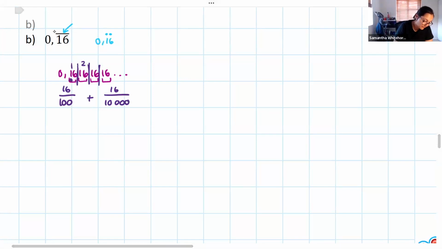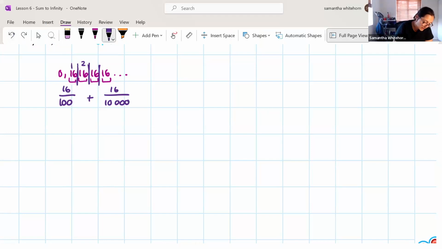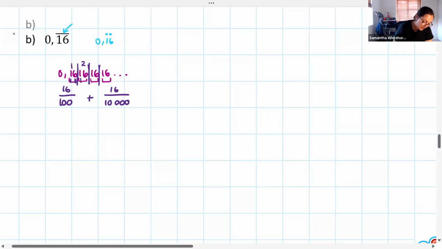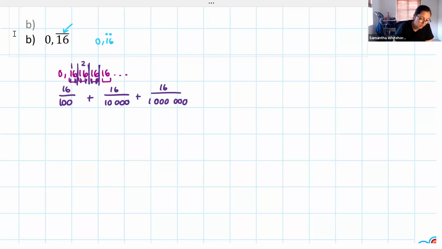Let's try that again. It's tens, hundreds, thousands, 10,000s. My next one would be 16 over a million. Tens, hundreds, thousands, 10,000s, 100,000s, millions. I wouldn't write more than 3 terms. Grade 12, there's no point. Technically you only need 2, but 3 terms is more than enough.